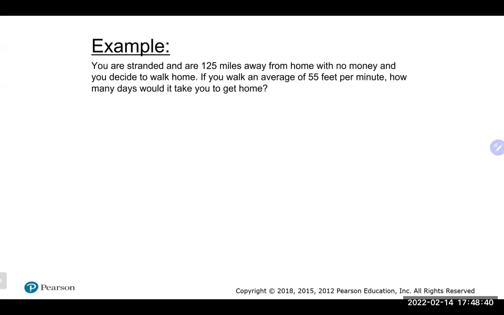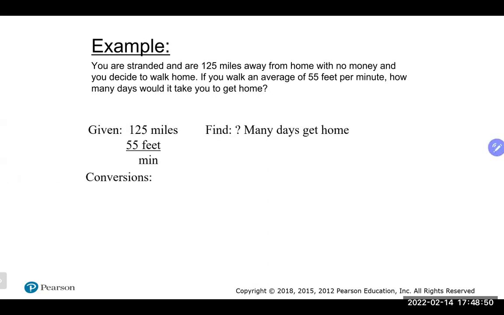You're stranded 125 miles away from home. You decide to walk 55 feet per minute. How many days would it take you to get home? Here's some equalities that will probably be of some help to you. All right, take a minute or two to see what you come up with here.